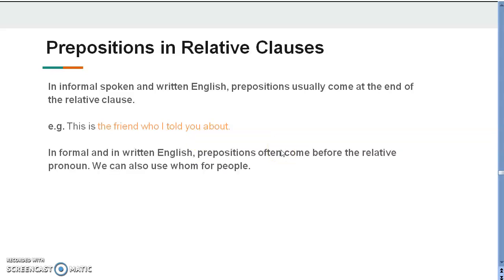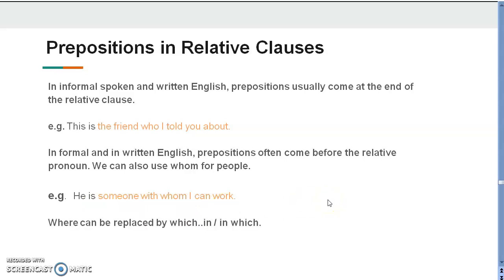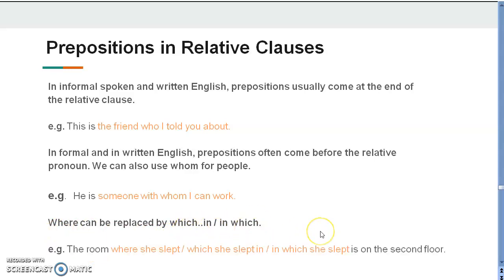In formal or written English, this preposition comes, as you see, just before the relative pronoun. He is someone with whom I can work. And there is another thing here. Instead of the relative pronoun where, you can use which, in, or in which. So as you see here, we have three alternatives.